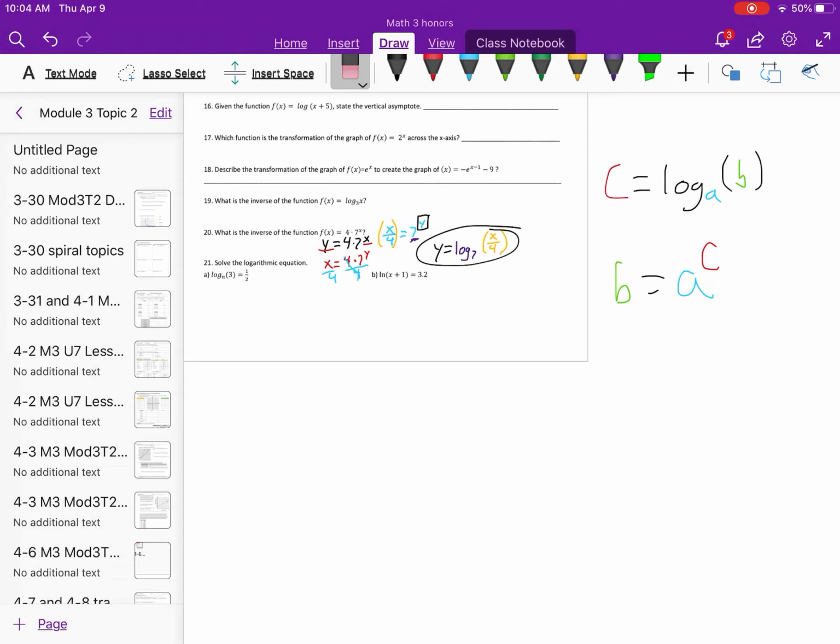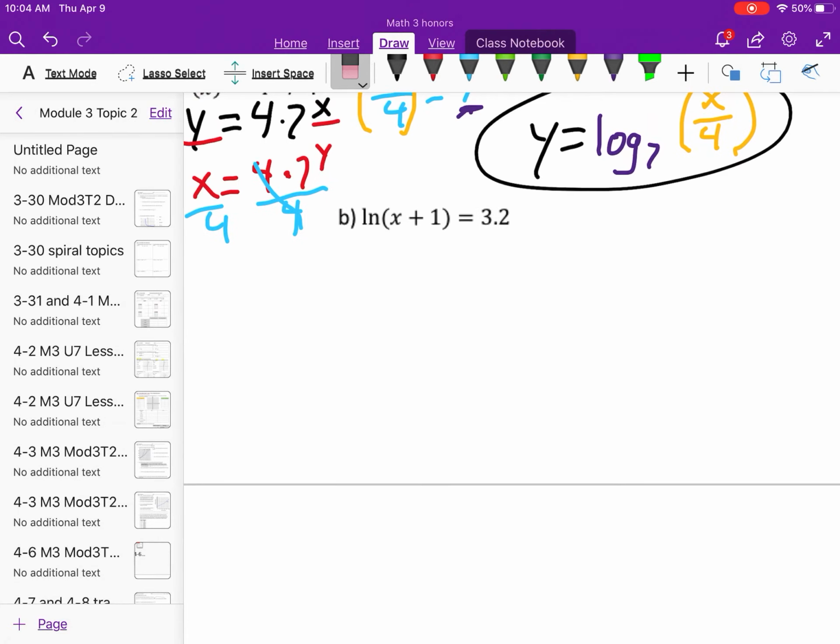So let's look at number 21, right? We're going to do A and B. I'm just going to do B because I think B is a little bit harder. But you can do A the exact same way. So we're going to look at B. I'm going to zoom in on B, and I'm going to solve this.